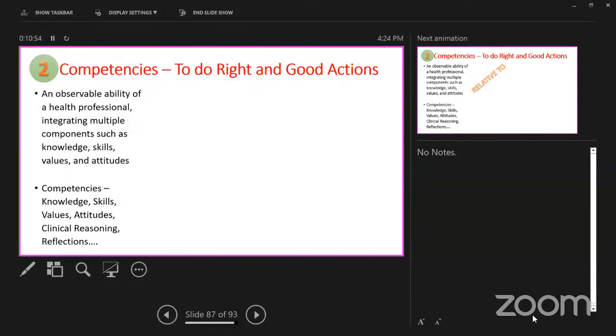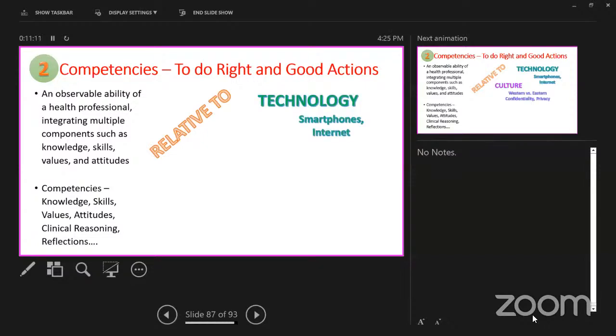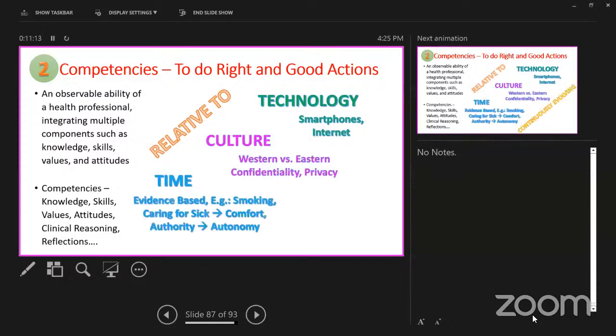So, in order to do right and good actions, you need to have these competencies. Knowledge and skills are important, but more than that, values, attitudes, clinical reasoning, and reflection are all very important. And they are relative, as I've told you, to technology, to culture, to time, and everything is different. That's why patients are totally different and unique. You will not get the same patient next time, and there are unique differences among patients. You need to realize that; that is the most important part.